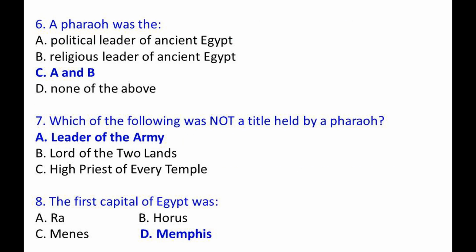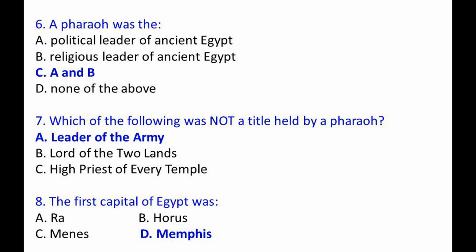6. A pharaoh was the A. Political leader of ancient Egypt. B. Religious leader of ancient Egypt. C. A and B. D. None of the above. And the correct answer is C. A and B. 7. Which of the following was not a title held by a pharaoh? A. Leader of the army. B. Lord of the two lands. C. High priest of every temple. Correct answer is A. Leader of the army.